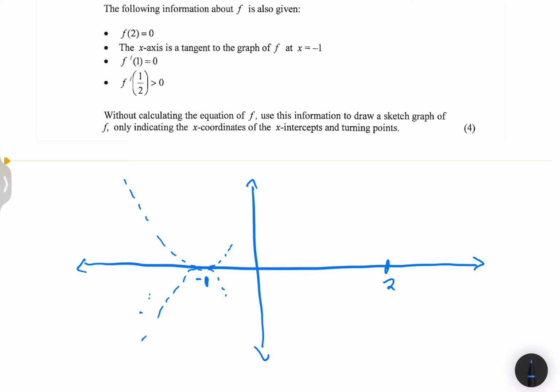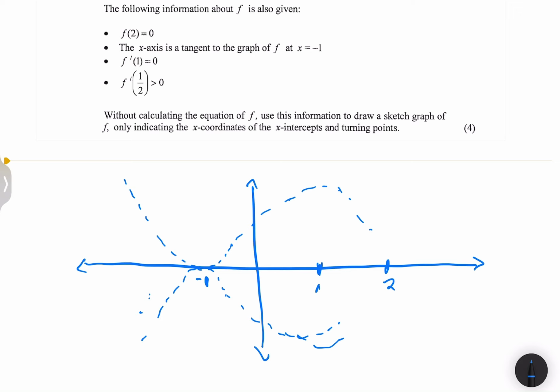Now, they say to us the gradient f dash of 1 is equal to 0. So what do we know? Where is the gradient equal to 0? Again, at a turning point. So we know we're going to have another turning point where x is equal to 1. So in this case, if it was a local maximum first, then we'd have a minimum there at 1, or if this was the case, we would have another turning point there. I'm sure you're beginning to see what this graph might potentially look like.